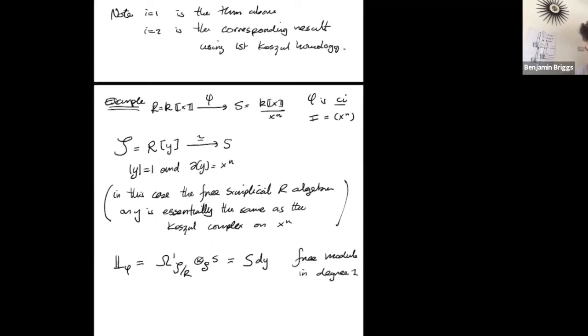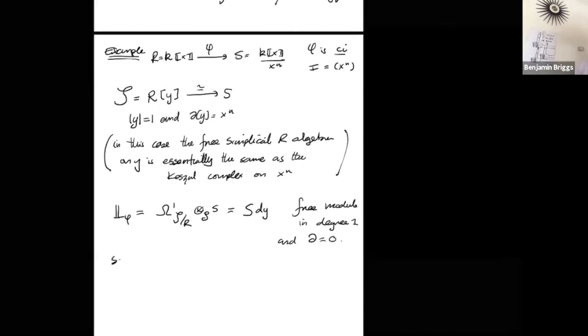So this is just some symbol which generates a free module, and it has degree 1. Since this is a complex that only has something in degree 1 and everywhere else is 0, the differential is equal to 0. So we can actually just explicitly do everything in this case.